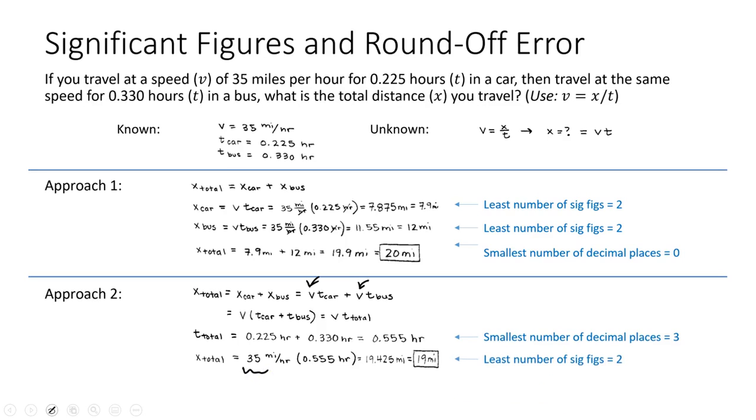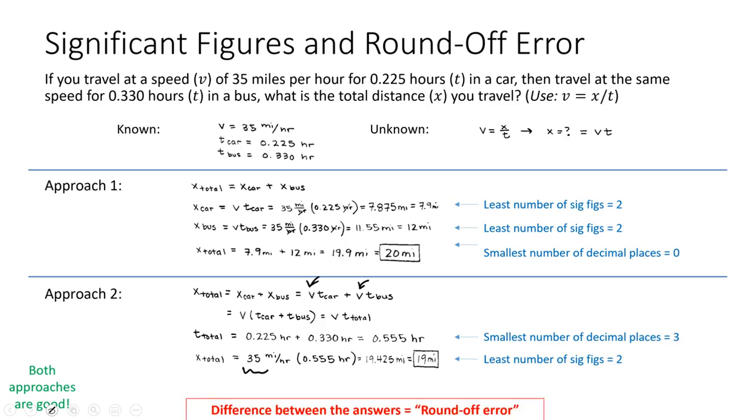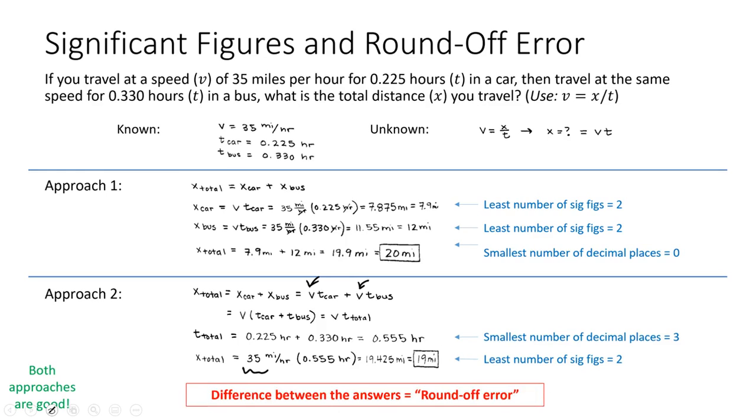Okay, so approach 1 and approach 2, they give an answer that looks really similar, but it's not exactly the same. And so why did that happen? I said they're both good approaches, right? They both are completely valid. But this happened because we rounded at intermediate steps in approach 1, whereas in approach 2, we didn't do any rounding before we got to our final answer. And so that's why we call this a round-off error. So you get a little difference in the two approaches due to round-off error.